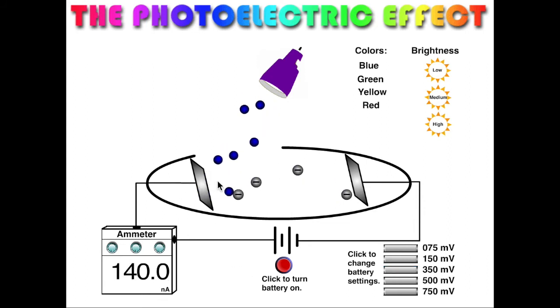This is all because when the brightness of the light source increases, more electrons are being emitted and therefore more electrons are passing through the circuit.